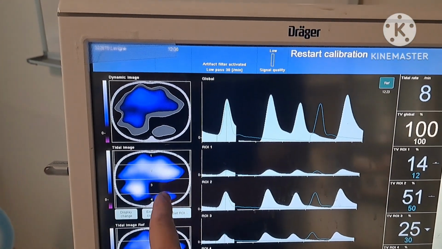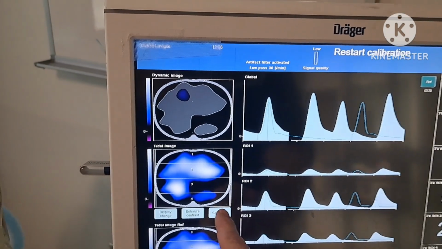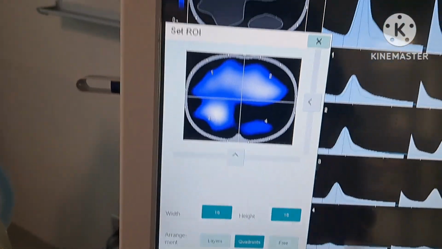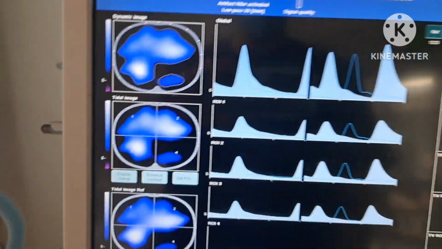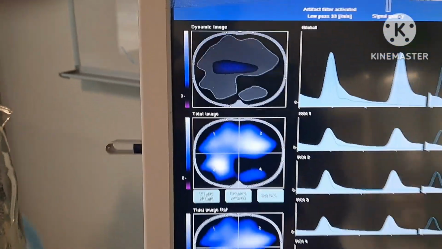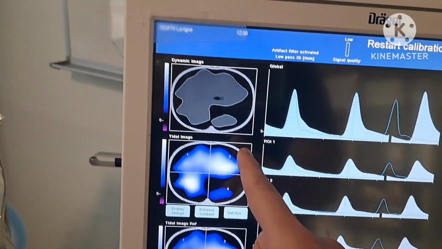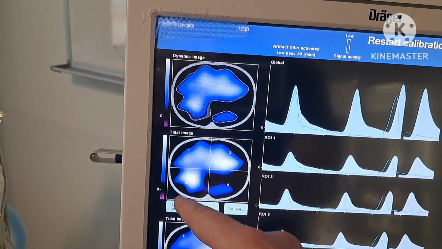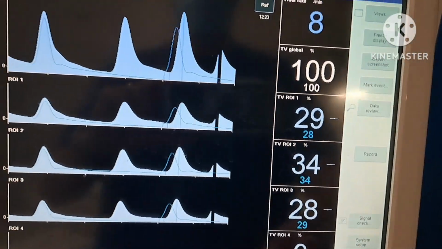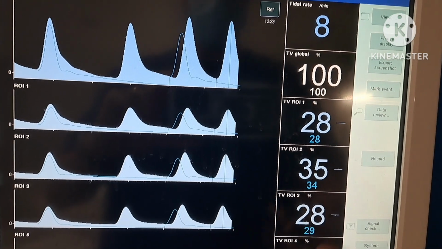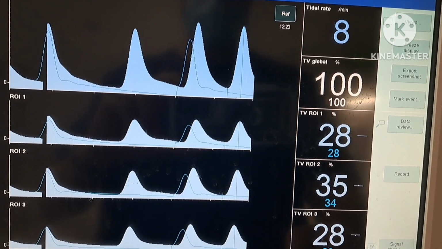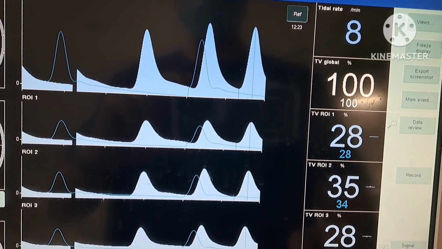Also, since we're concerned literally about the left lower quadrant, we can go to the region of interest and put it into quadrants. So now I can concentrate on 4. Ideally, I would like 25% of the volume to be distributed in each quadrant. Right now, in area 4, we have 9%. And this was 9% at a PEEP of 6, and it's 9% at a PEEP of 16.